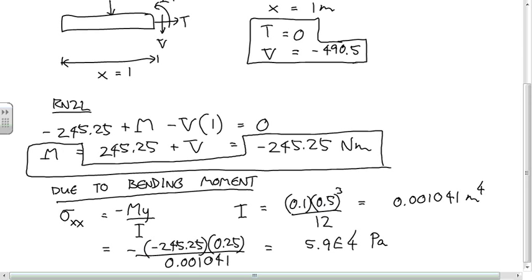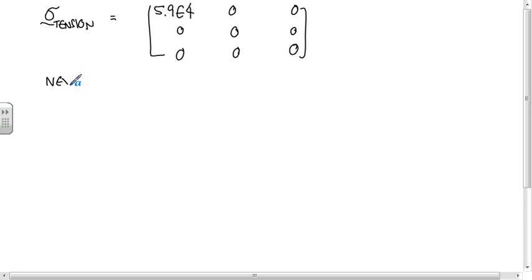Okay, so that means that our stress tensor due to tension is equal to positive 5.9 times 10 to the fourth, 0, 0, everything else is zeros. And the next thing we have to do is calculate the stress due to shear. And then what are we going to do when we calculate that? To calculate the total stress tensor, we just have to add these two stress tensors together. Okay. Any questions? All right.